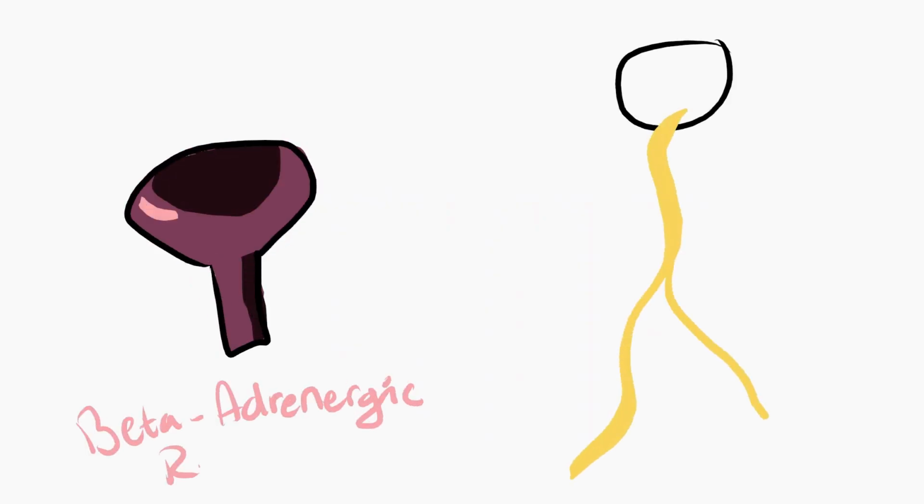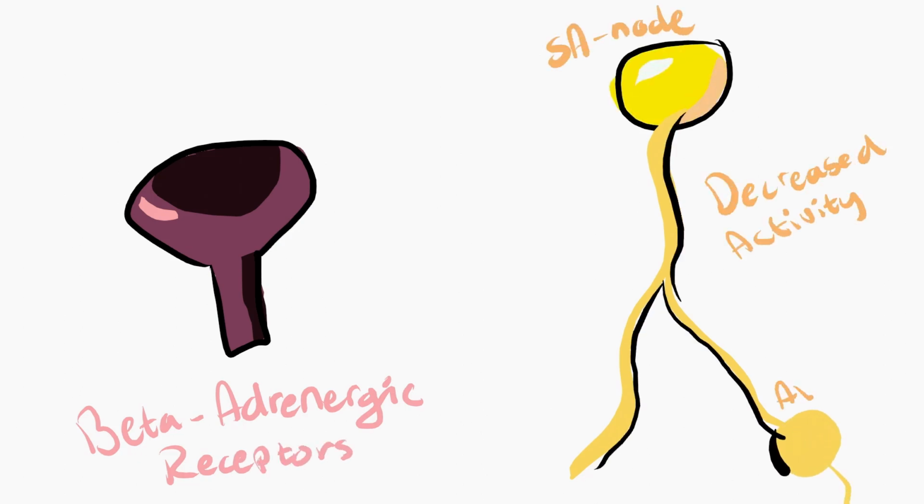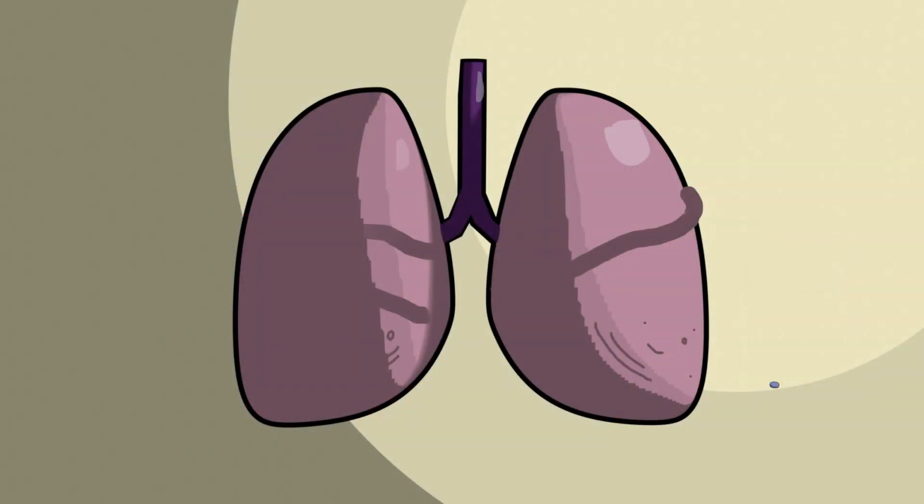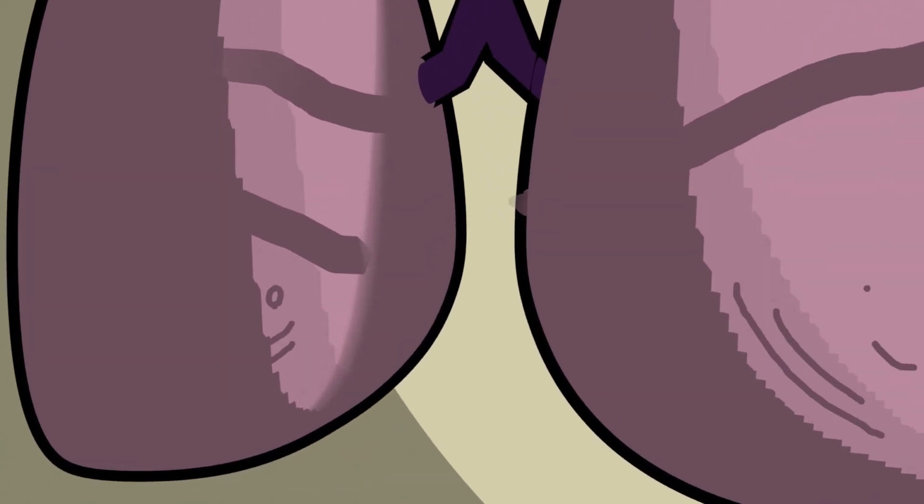Now I will briefly mention some of the other effects that amiodarone has. It can bind to and block beta-adrenergic receptors, as well as decrease the activity in the AV node. These mechanisms can sometimes cause side effects such as bradycardia and hypotension, for example. Amiodarone can also accumulate in different tissues.